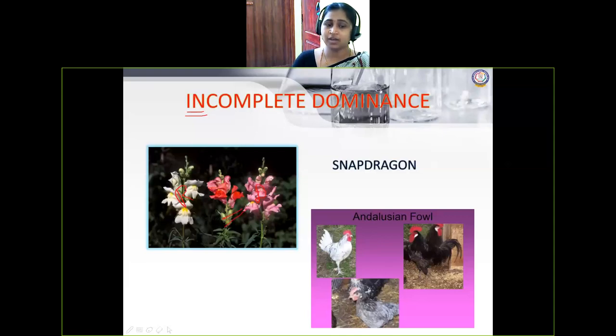The same way, Andalusian fowl: this is recessive, this is dominant, but you will get a new combination like ash color. Genetically, we call it bluish ash color. So-called dominant, but it is not dominant. The character is not expressed in the F1 generation. So it's lacking. That is why you call it incomplete dominance.